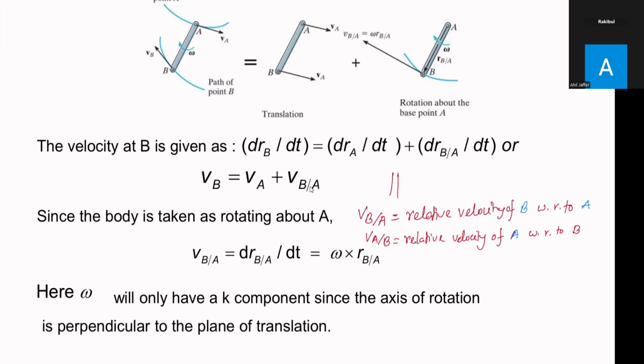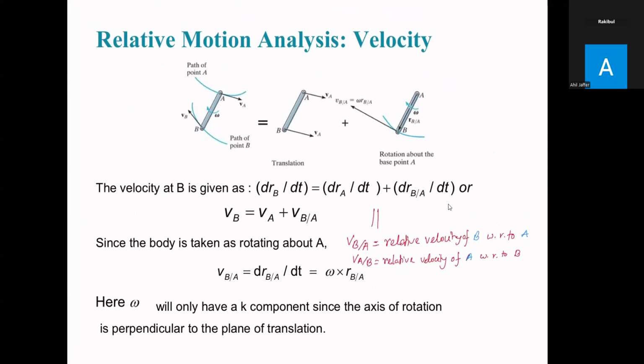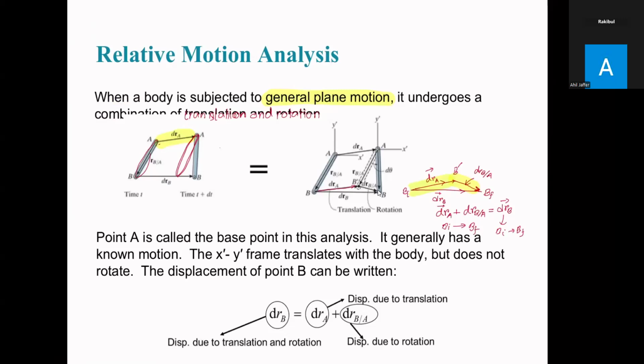Now, here we have to understand one thing. The VBA, what does it mean? If there is a rotation for point B, the point B has undergone a rotation. Am I right? How much rotation? It's d theta. If you remember, when an object rotates, if the radius is r, what is the speed at this instant?